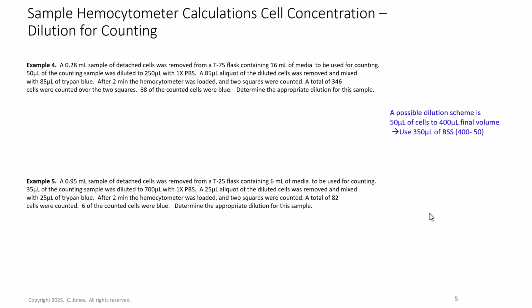And so to do this, the dilution scheme would be 50 microliters of cells to a 400 microliter final volume, which means we use 350 microliters of balanced salt solution as our diluent to dilute the cell suspension.